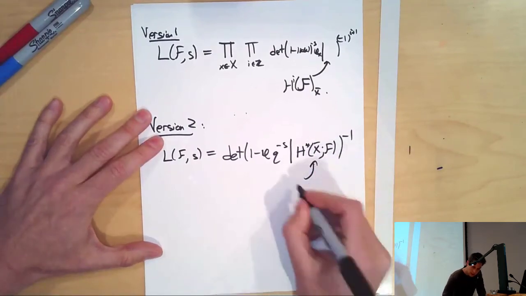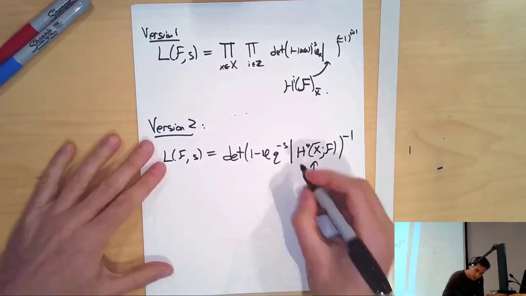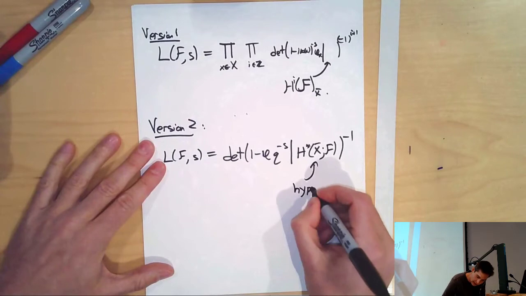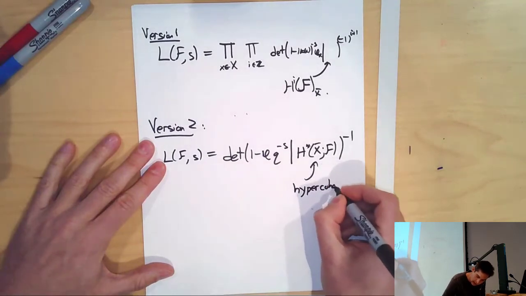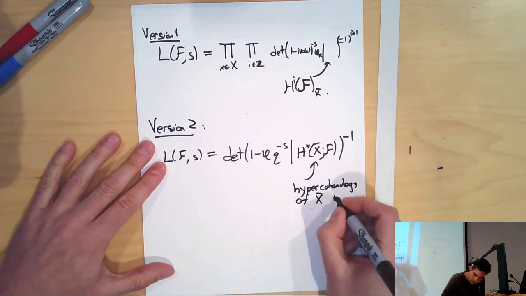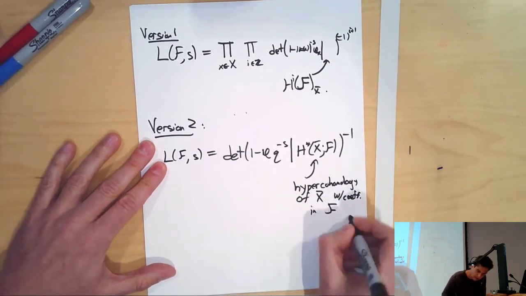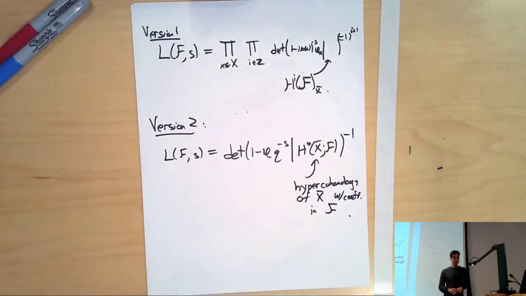But now this f is a complex, so when I talk about the cohomology, it's what's sometimes called the hypercohomology of x bar with coefficients in f. And again, the equivalence of these two definitions follows from the Grothendieck-Lefschetz trace formula.